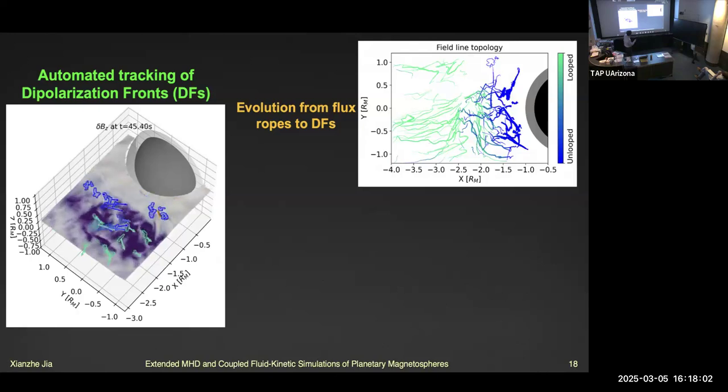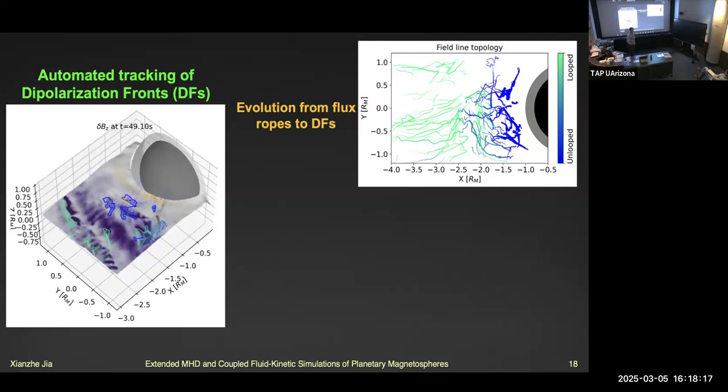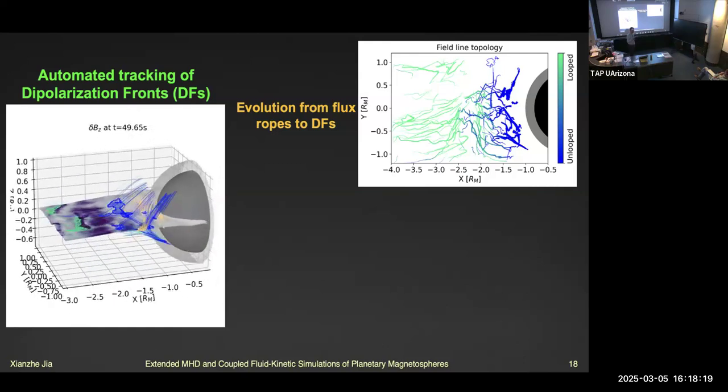And some of these diverging fronts start out as a flux rope, but through reconnection with Mercury's magnetic field, it evolves into the so-called dipolarization fronts. By the time they get to this 1.5 Mercury radii, they all become so-called dipolarization fronts. They're all closed field lines without loop topology.